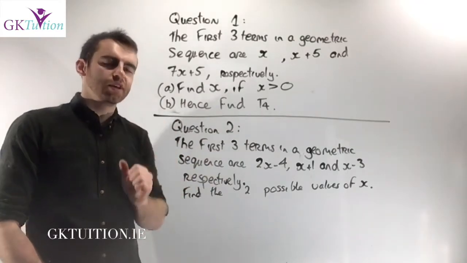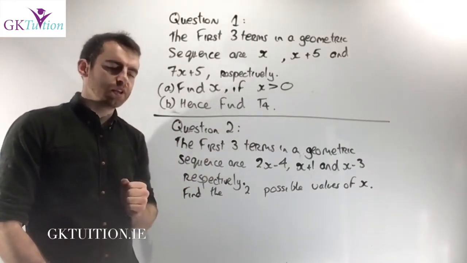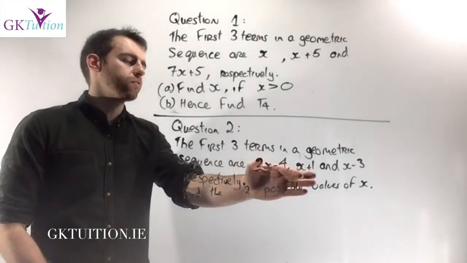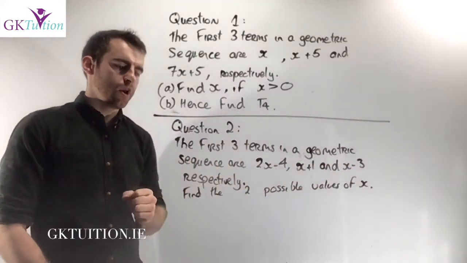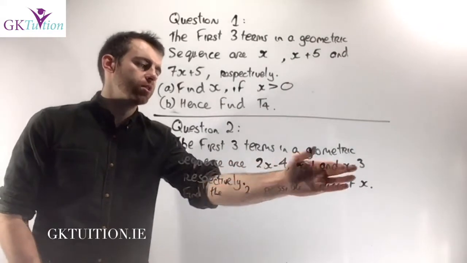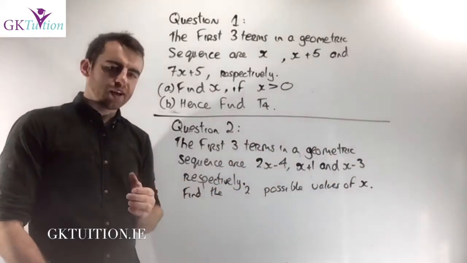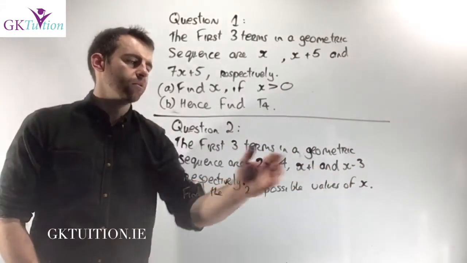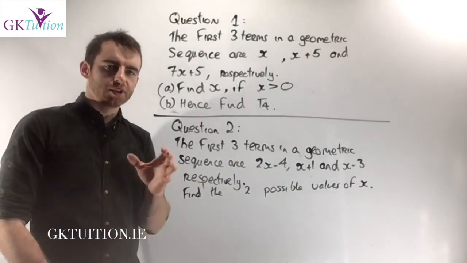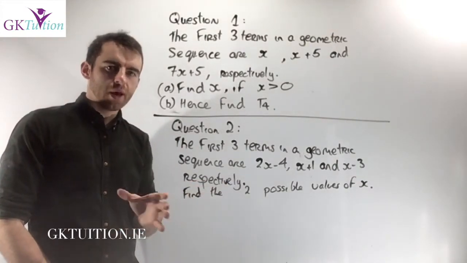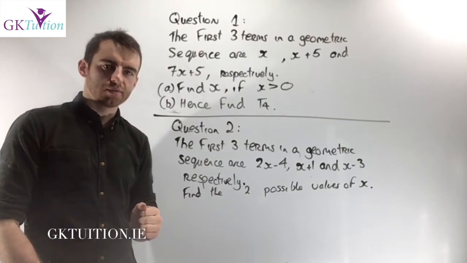The second question here says that the first three terms in a geometric sequence are 2x minus 4, x plus 1 and x minus 3 respectively. So this is t1, t2 and t3. With that in mind, they've asked you to find the two possible values of x. So I want you to take these down and work through them and then watch my solutions on it.